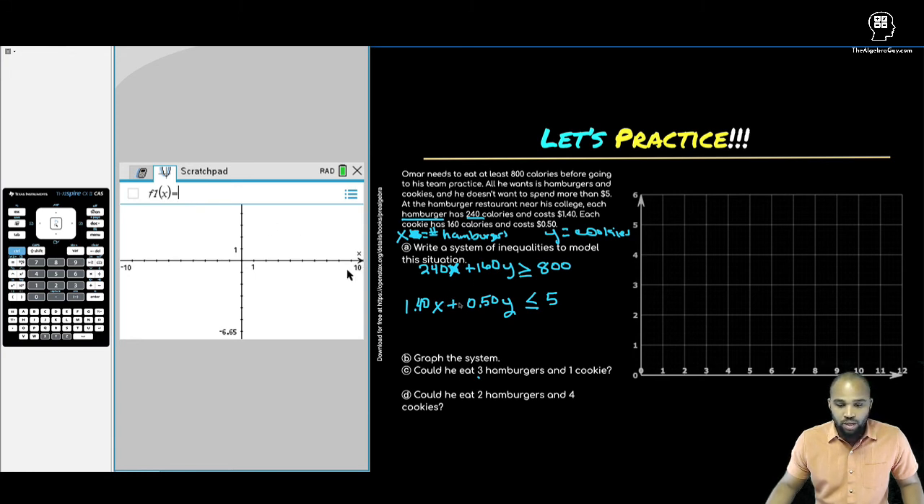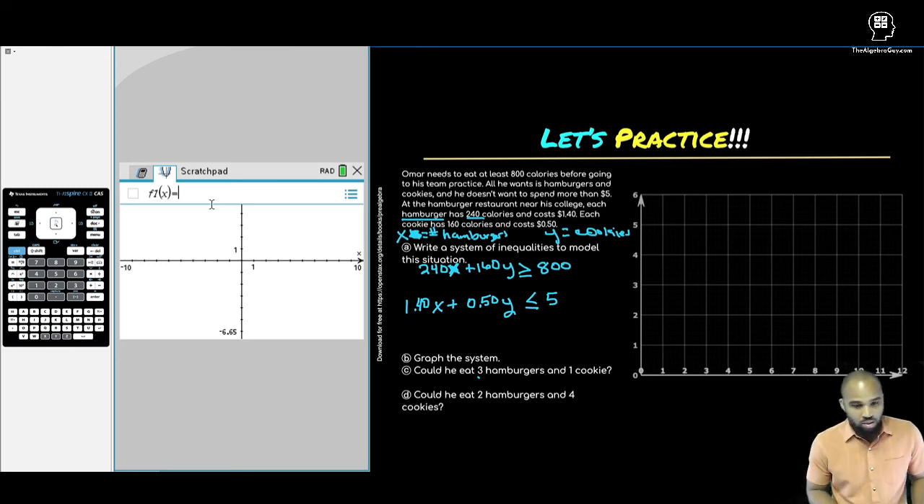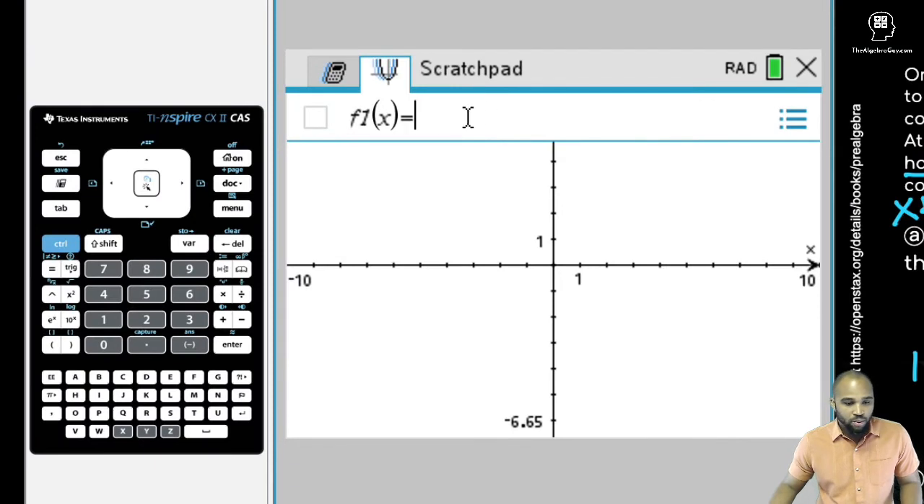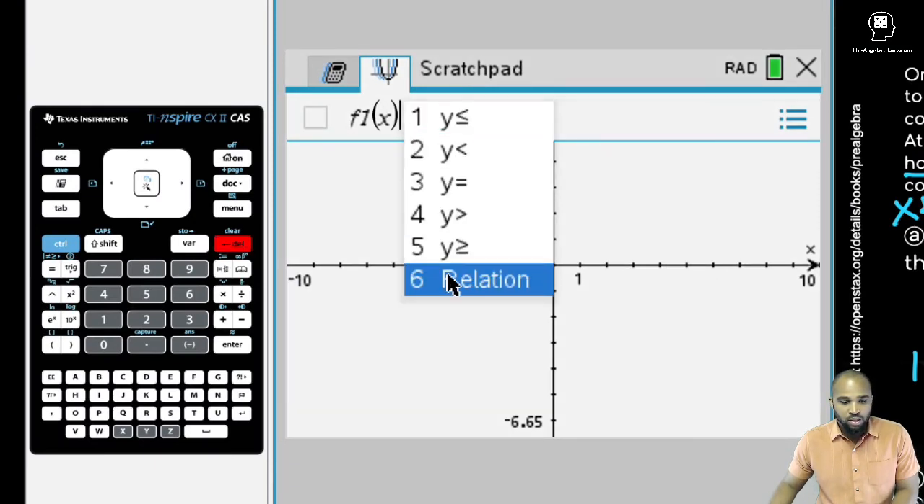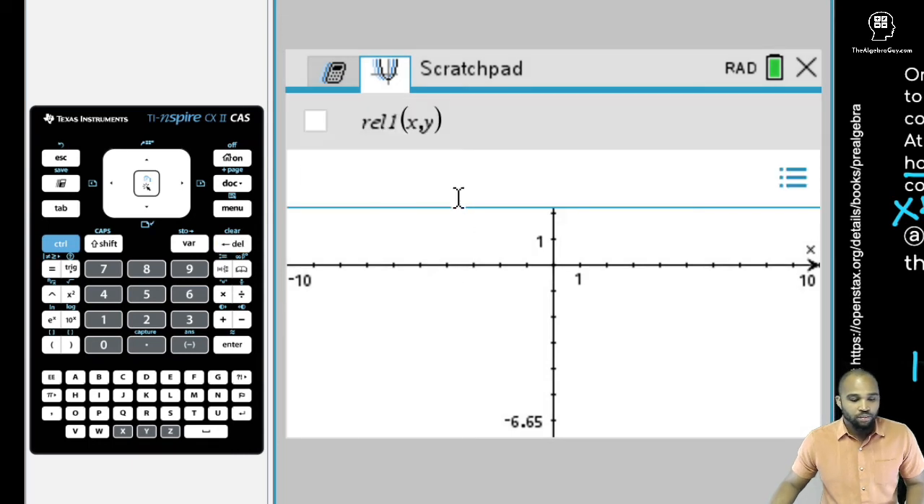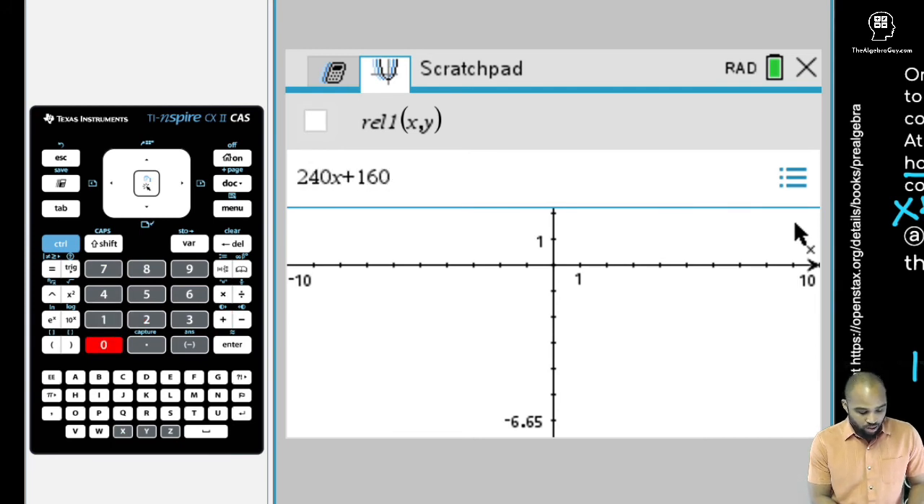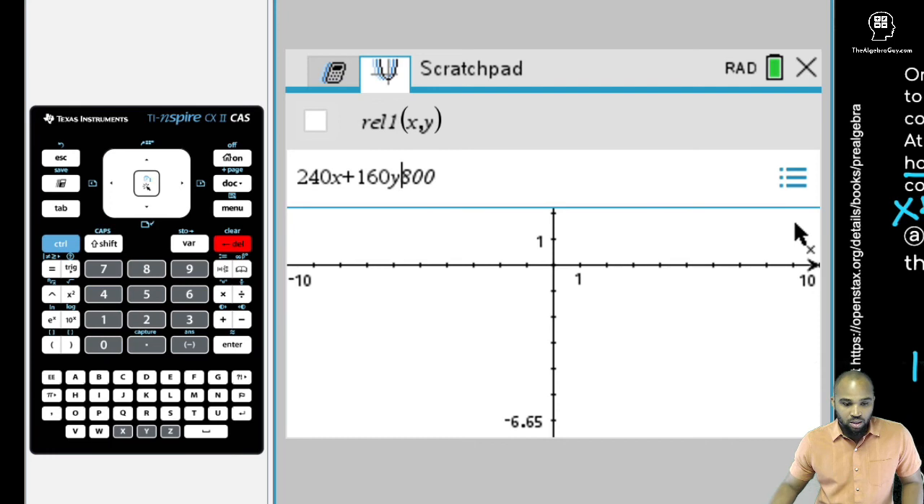All right, so make sure I got everything set up right. And I'm going to make an inequality. So I notice it's in standard form. I'm going to use relation. So I'm going to press delete on here and press relation, because I don't want to try to solve for y and all that jazz. I just want to leave it this way. So 240x plus 160y is equal to 800. But it's not equal, is it? I meant to say it's greater than or equal to.